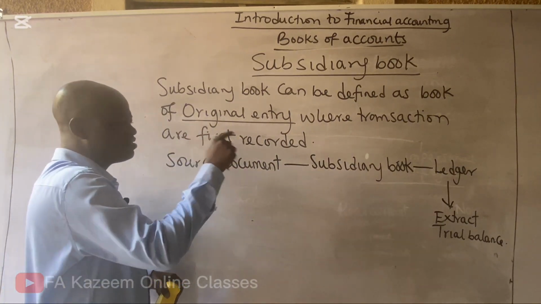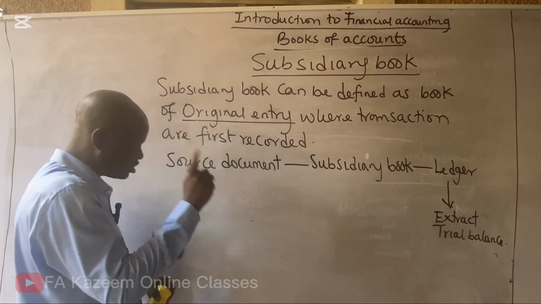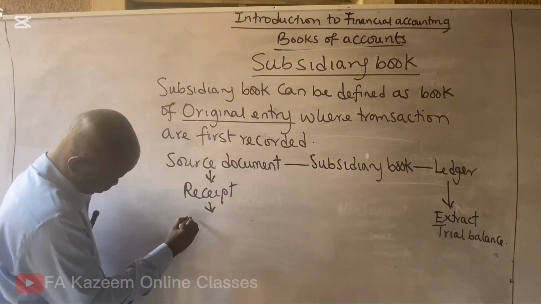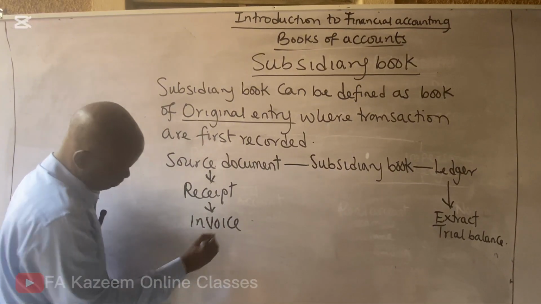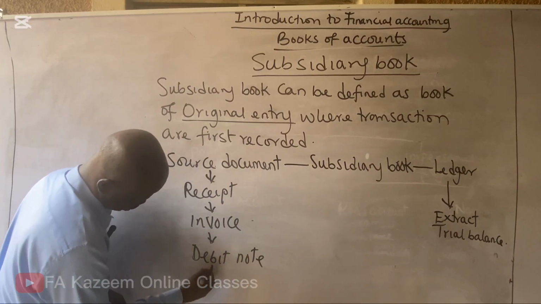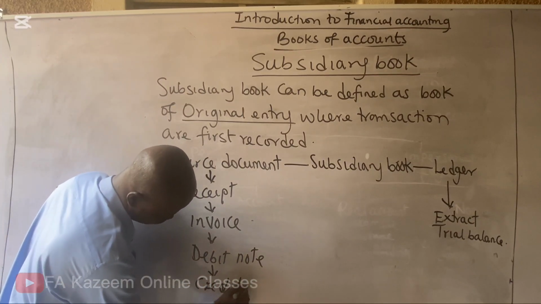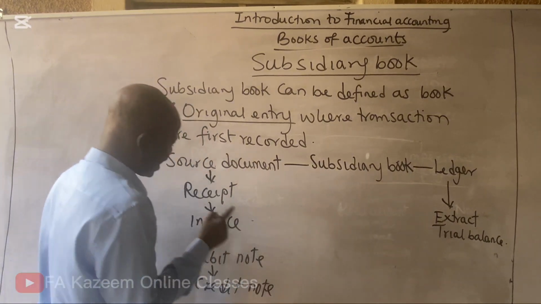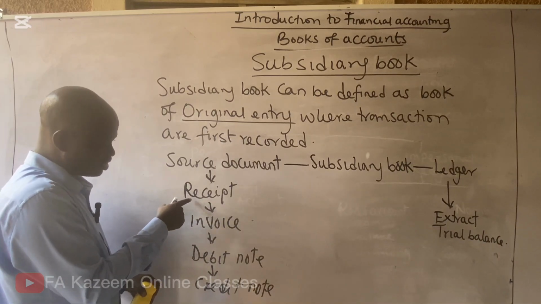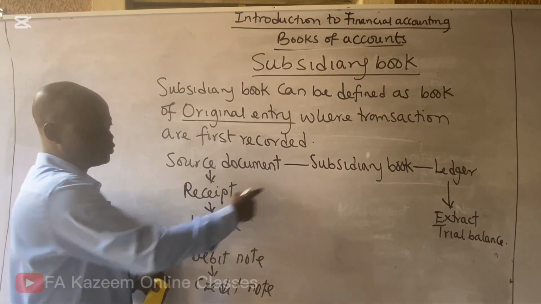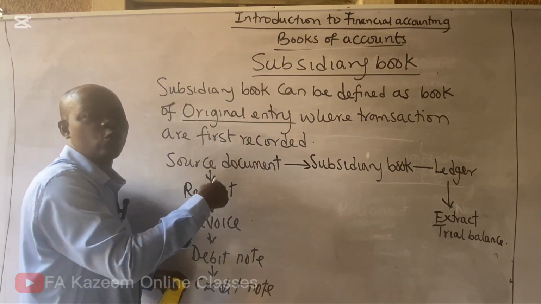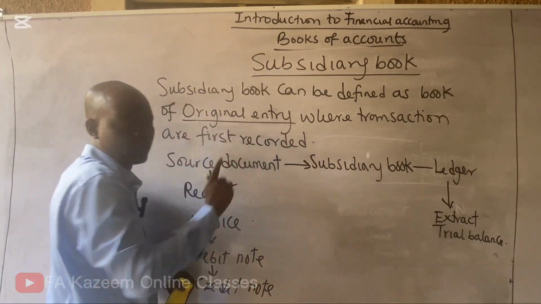Why? It is this subsidiary book that takes entry from the source document, which is our receipt, our invoice, our debit note, our credit note. These are the source documents. Any item written on the receipt, the first place you are going to record it is the subsidiary book. That's what we said is the book that takes the original figure. That's where the word original entry comes from.